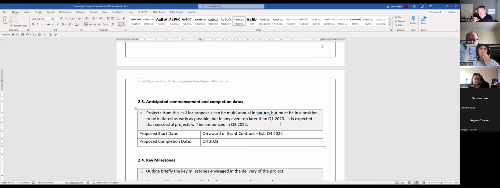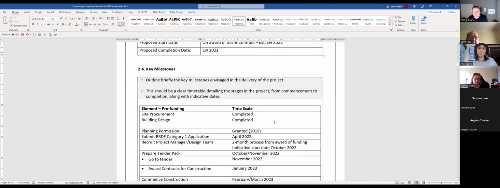So the key thing with the RDF application is that your project has to have planning permission. If it doesn't have planning permission, you can't apply, because they want to make sure the project can get started and won't be delayed. Then we put in key milestones. This is something that we would recommend for every application.